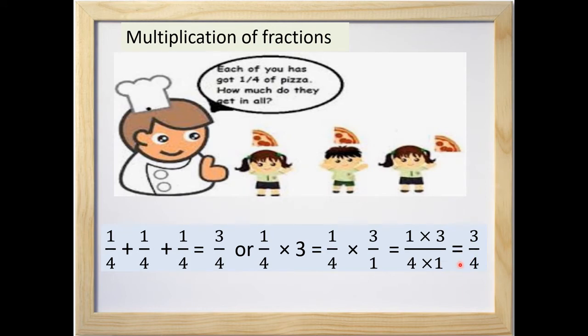Now, did you all understand, children? So, how much do they get in all? They get 3/4 of a pizza. How did you get this answer? We simply have to multiply 1/4 by 3. Understood, children?